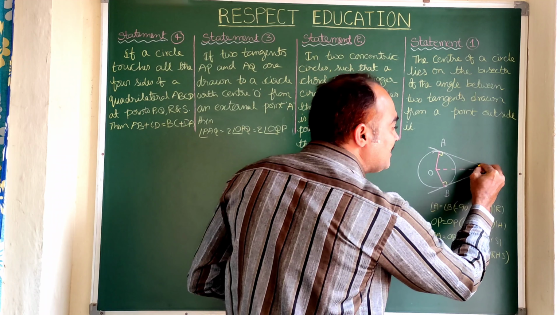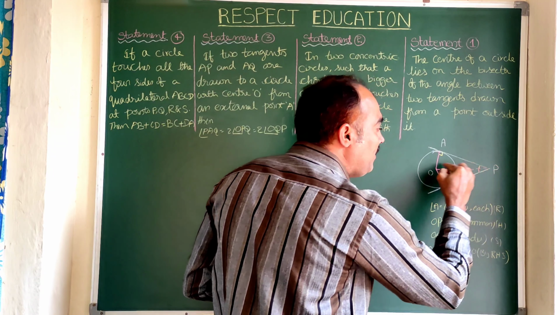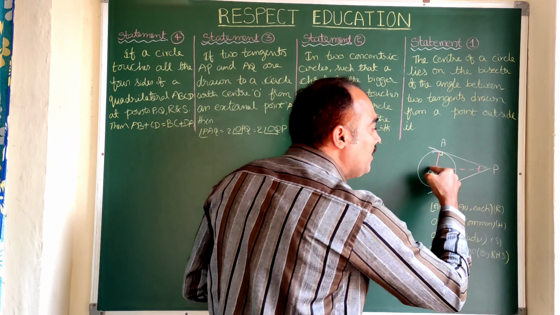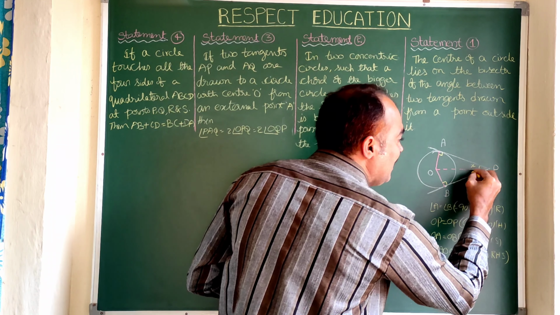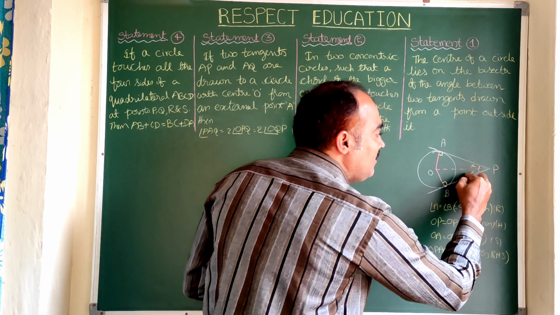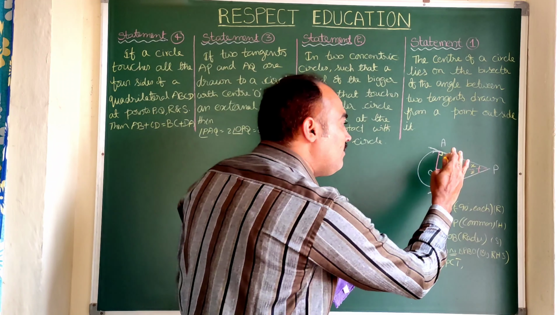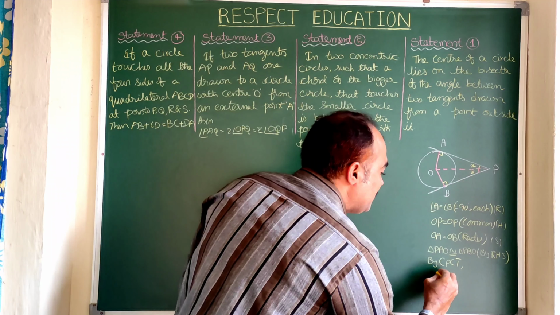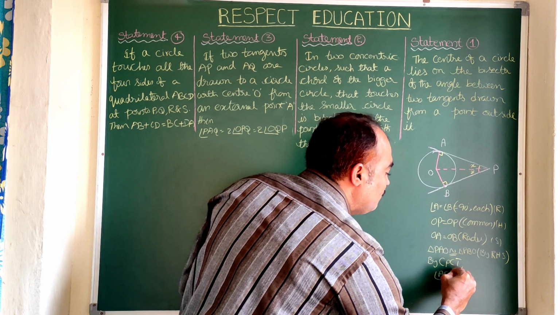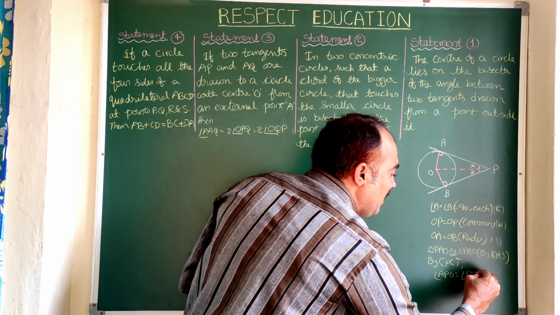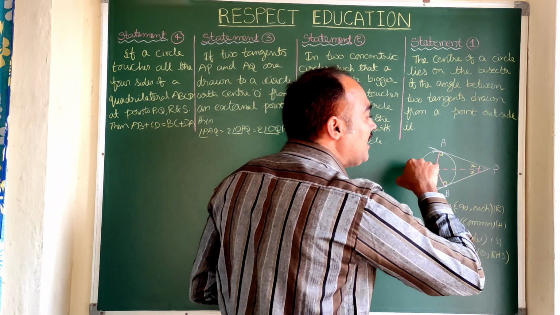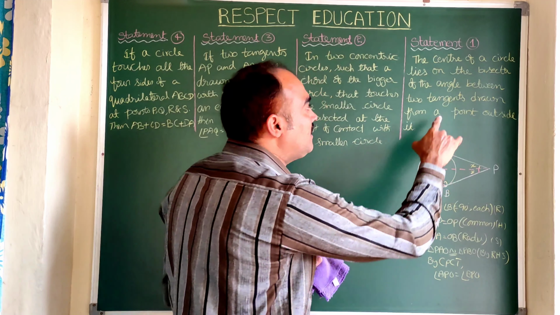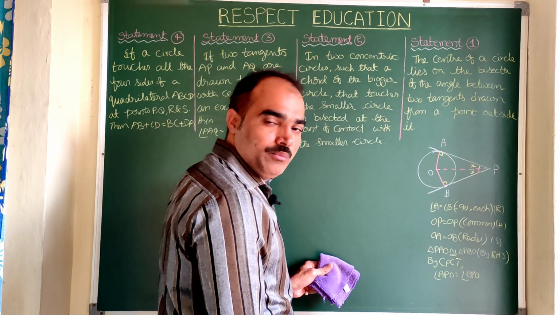Here the requirement is that this angle, we can call it APO, is equal to BPO. In short, if we write this as X and this as Y, then we can say X is equal to Y. However we want, we can write it. So by CPCT, angle APO is equal to angle BPO. That means O lies on the angle bisector OP. With this statement 1 is proved.